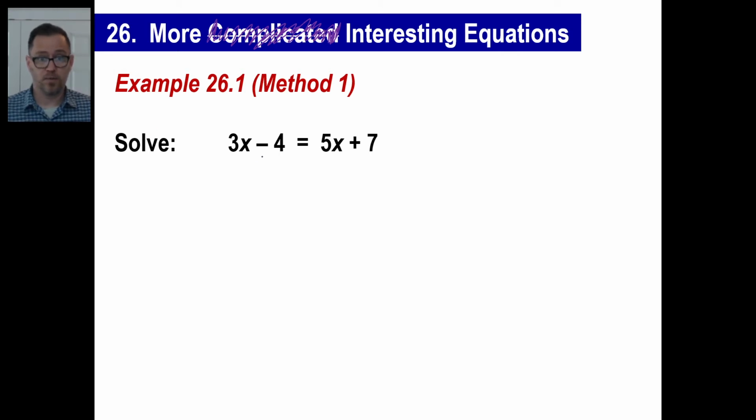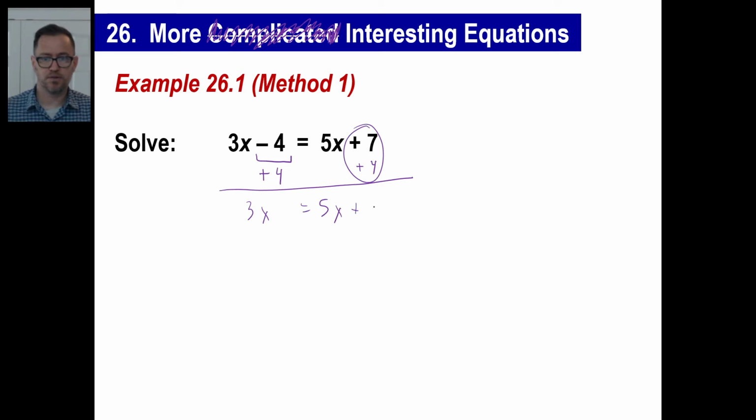Here's what we can do first. Now, we are used to doing this, right? We go, oh look, there's a -4 right there. So I know I need to add 4 to both sides. So I add 4 to both sides, which is perfectly great. So on the left side, there's only the 3x left. On the right side, we still have the 5x, but we now have 7 plus 4, which is 11.